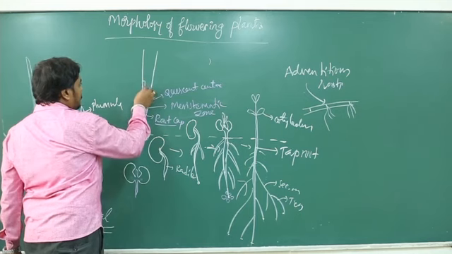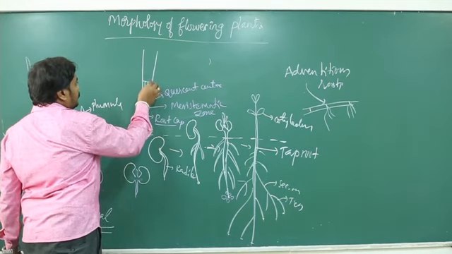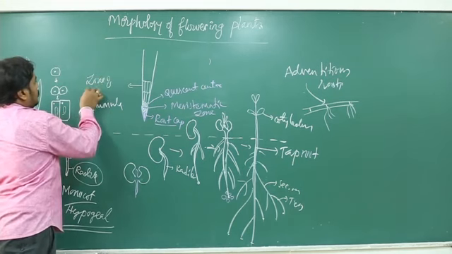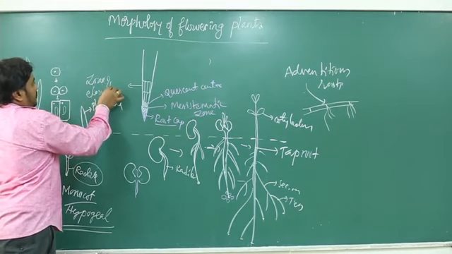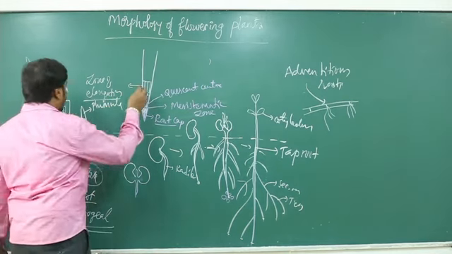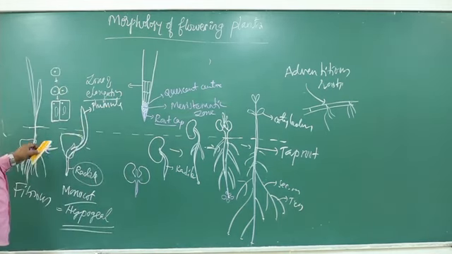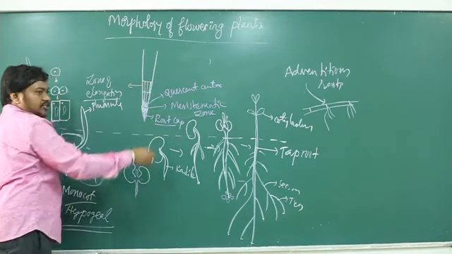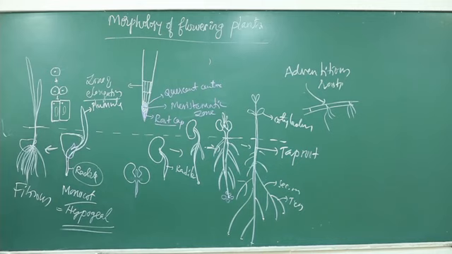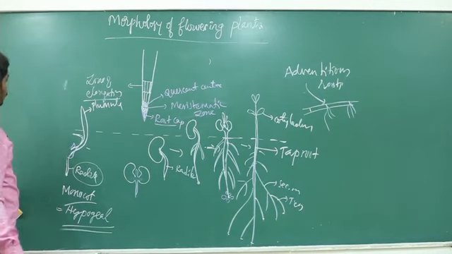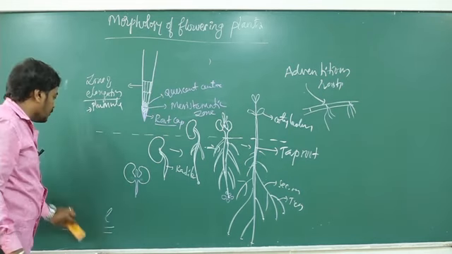So this is the zone of elongation. After that, according to their position, the cells present at the border become epidermis. The cells present in the middle become xylem and phloem. That process of converting meristematic cells into different types of cells is called differentiation.